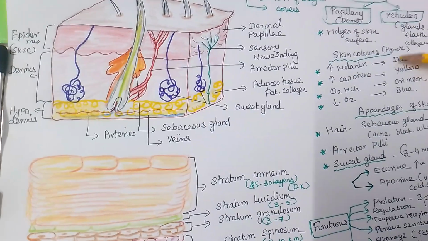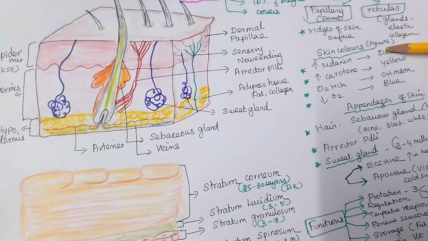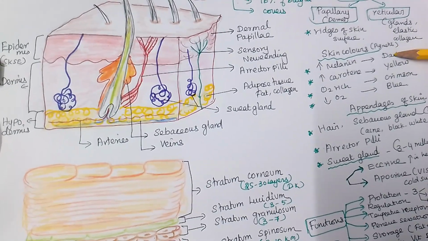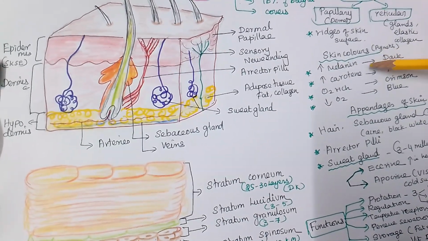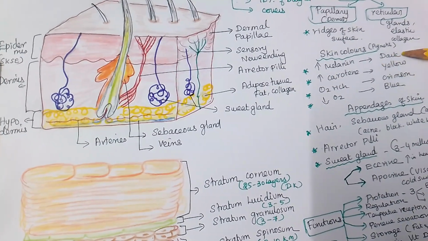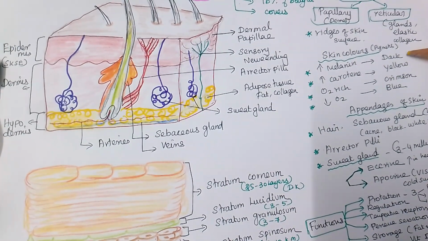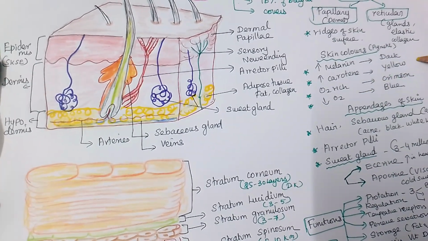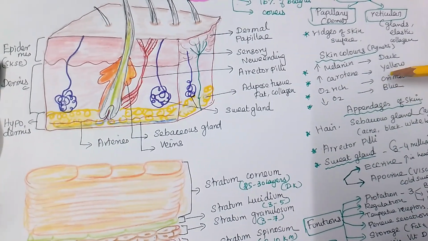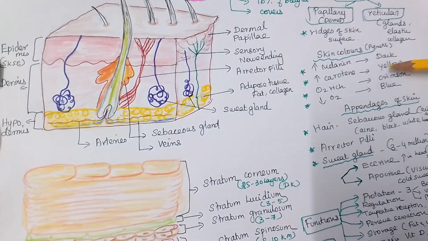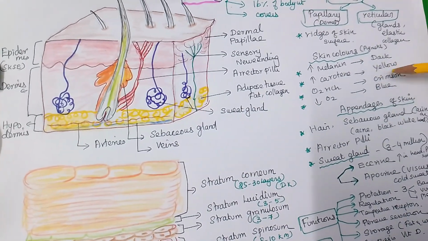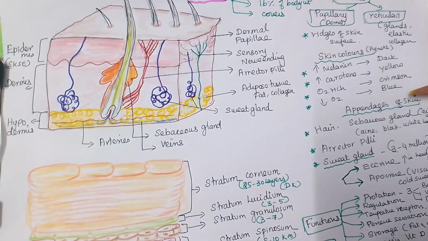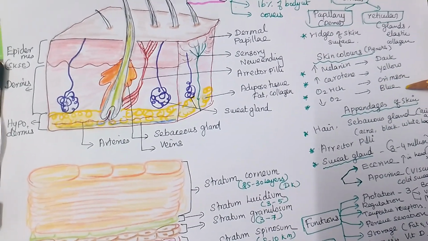Next, you should know about skin colors. Skin colors are differentiated by the various pigments present in the cells. Increased melanin pigment gives dark skin color. Africans and Indians mostly have dark skin. Increased keratin gives a yellow skin color. Oxygen-rich blood, or hemoglobin, gives the crimson color. When oxygen is reduced, it gives a blue color.